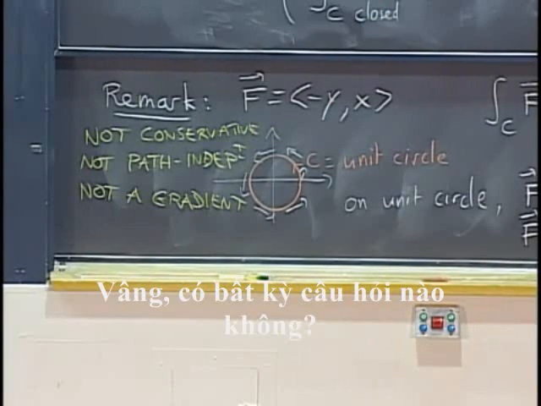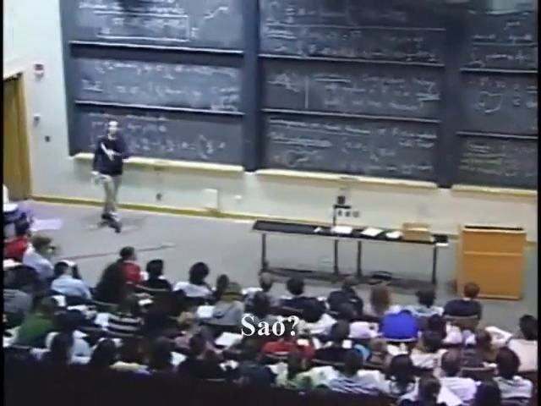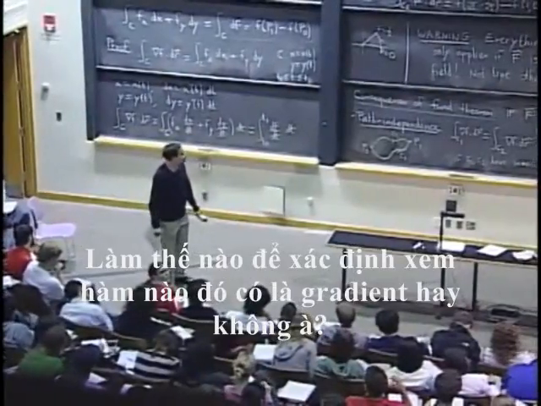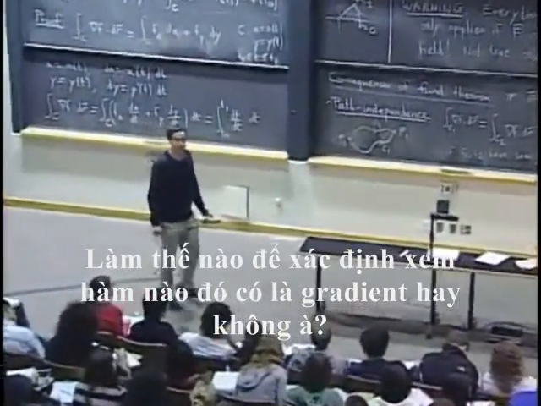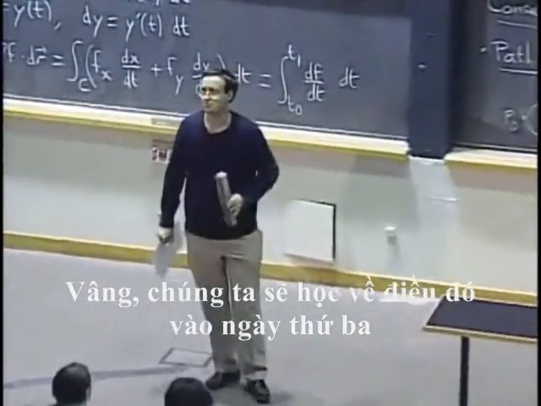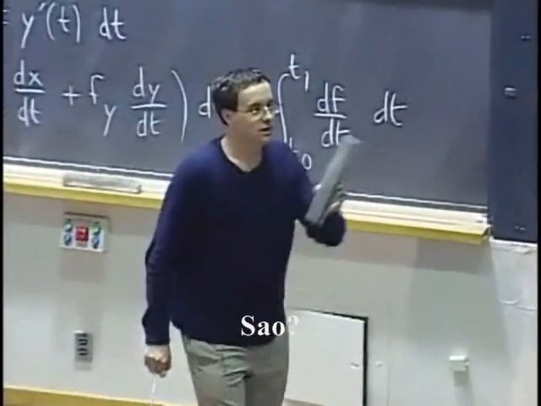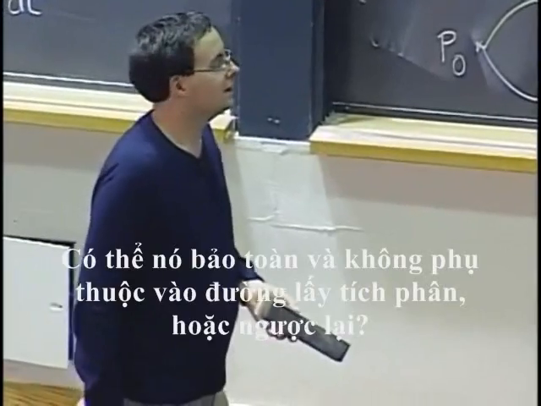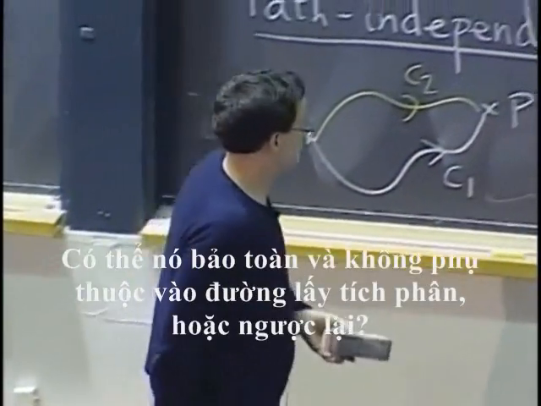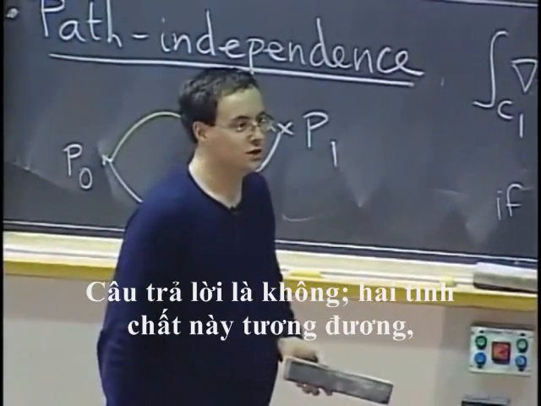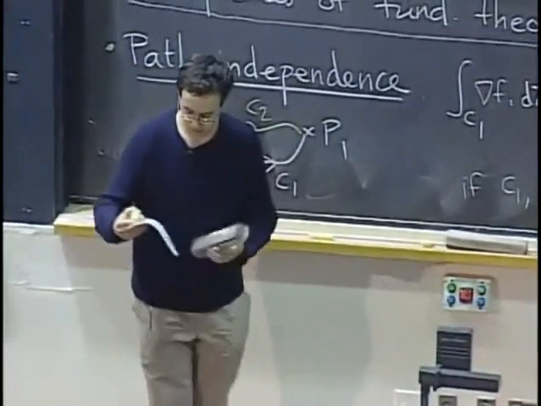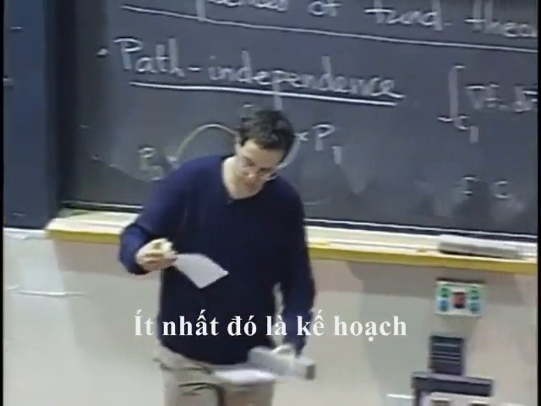Okay, any questions? Yes? How do you determine whether something is a gradient or not? Well, that's what we will see on Tuesday. Yes? Is it possible that it's conservative and not path independent, or vice versa? The answer is no. These two properties are equivalent, and we're going to see that right now. At least, that's the plan.